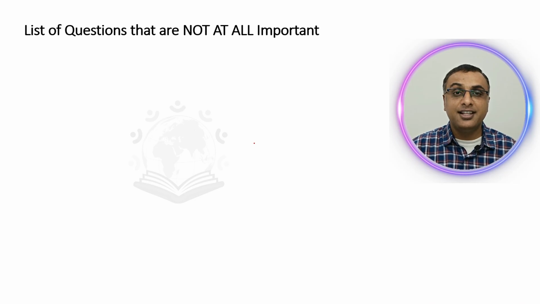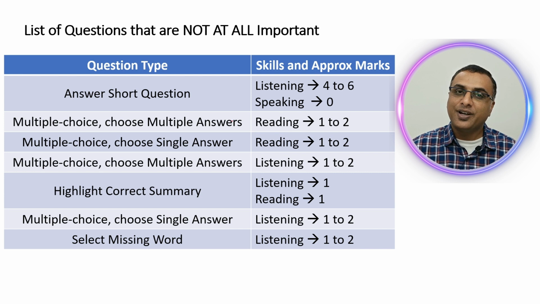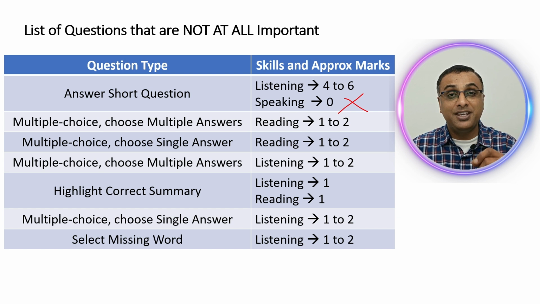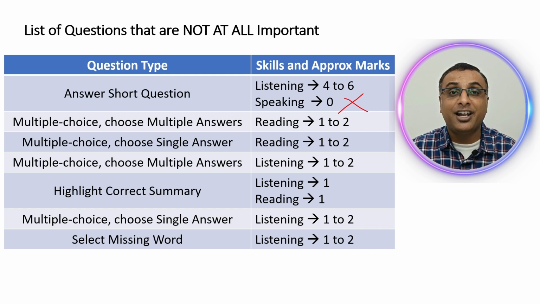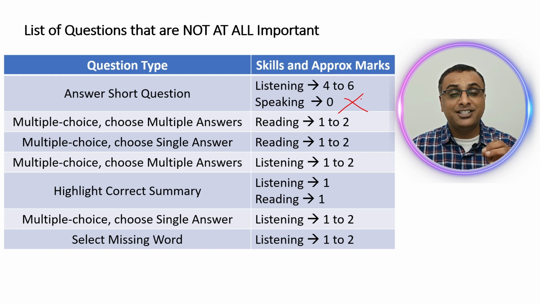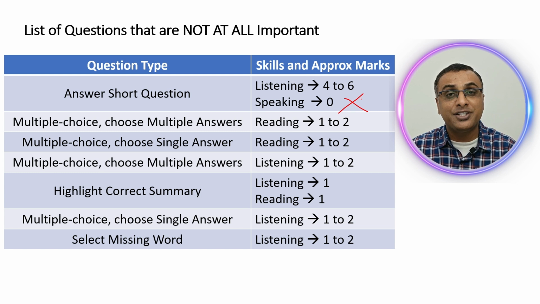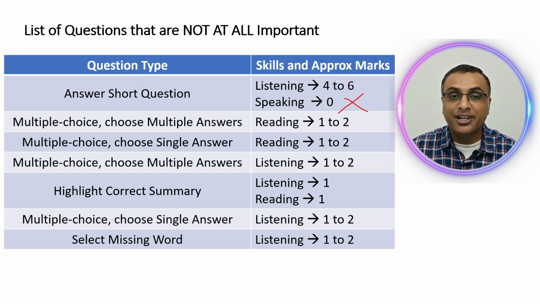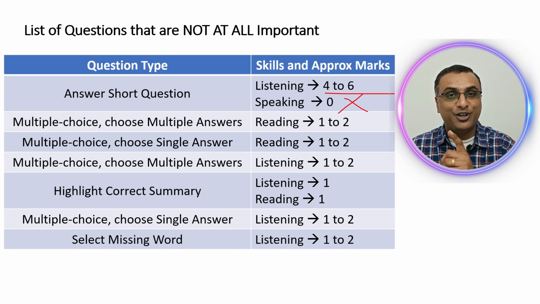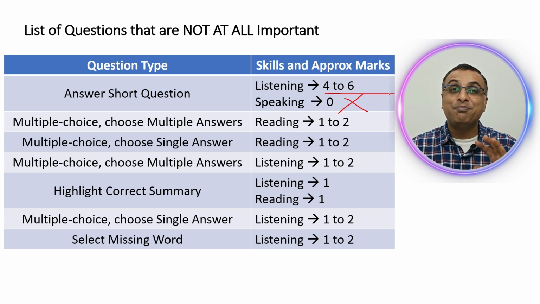Now, let's look at the skills and the approximate marks that PTE will allocate you for these question types. First and foremost, let's look at answer short question. Here, you will be getting 0 marks for speaking even though you come up with an answer. Instead, PTE is just testing your listening skills, whether you are able to respond to a question or not. That is why it is giving marks for the listening module, not for the speaking module. Here you will get about 4 to 6 marks only for your listening module. Remember this, that is the beauty of this question.